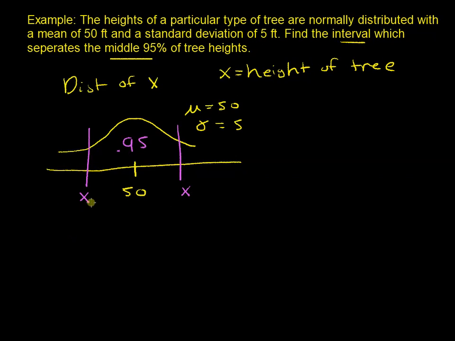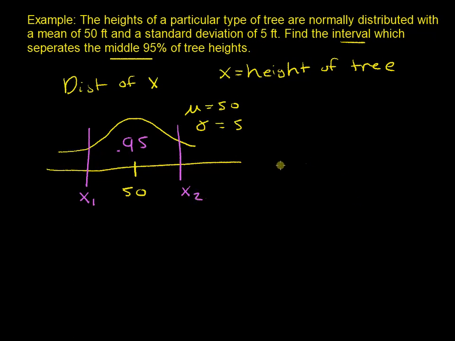These are going to be two different values, though. That's important. When we go to the z distribution, they'll be the same value, just one will be negative. But these will be two completely different numbers because it's not centered on 0, it's centered on 50. So I'm going to mark them as x1 and x2.